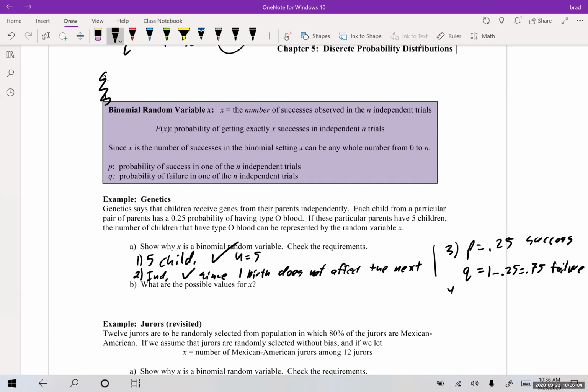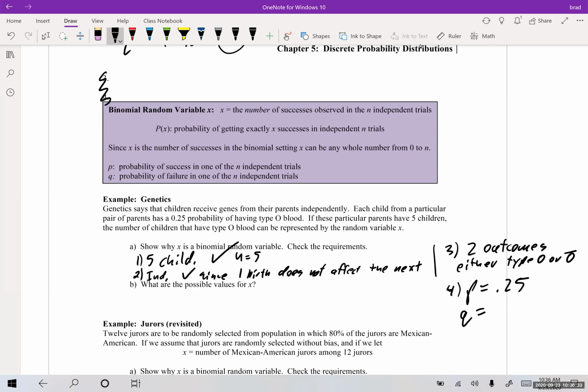And then we do part 4. Part 4 says, oh, that was part 3. Sorry. That was actually part 4. Part 3 was just saying that there are two outcomes, either type O or not type O, okay? And then we have P equal to 0.25. So Q is equal to 0.75 because we just do 1 minus. So check, check, and check.